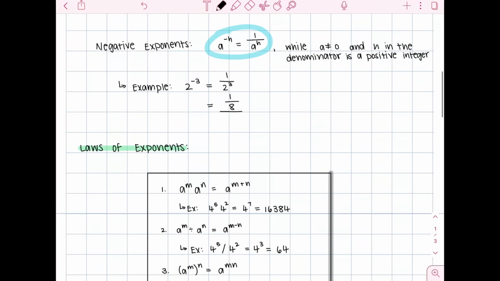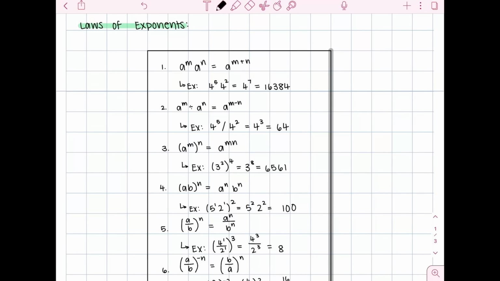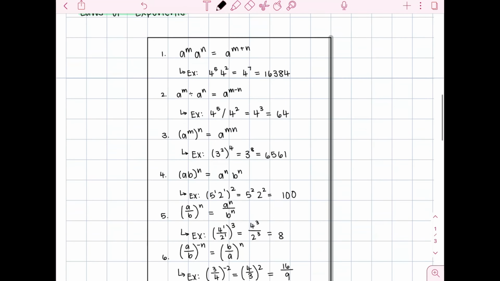Okay, now that we have those examples out of the way, we can look at laws of exponents. Now, these laws are going to be crucial to solving every single exponential equation that you come across. There are a total of 7, so we're going to go through them step by step.